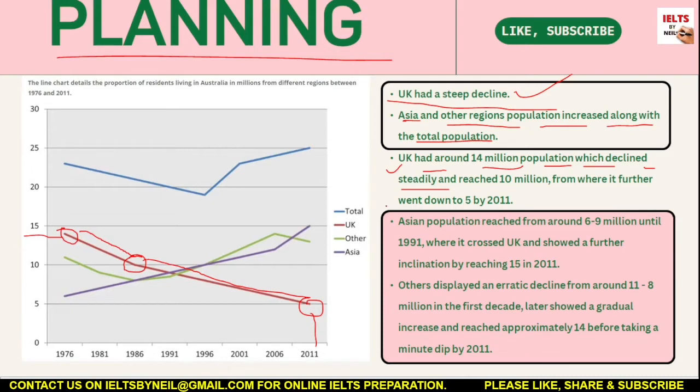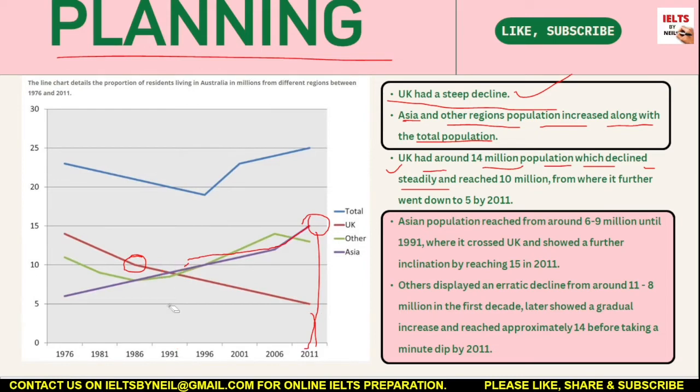Now moving on to the Asian population. This blue one reached 6 to 9 million, this is 9 here, until 1991. That is correct. It crossed the UK, the red one, at 9 in 1991, okay, and showed a further inclination, reaching 15 in 2011. So UK is done, Asian is done.